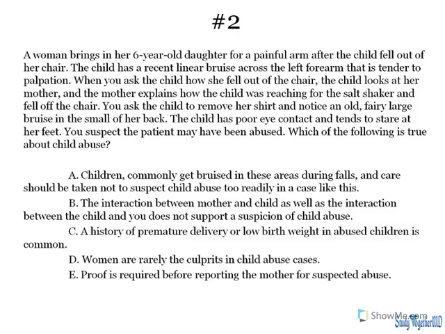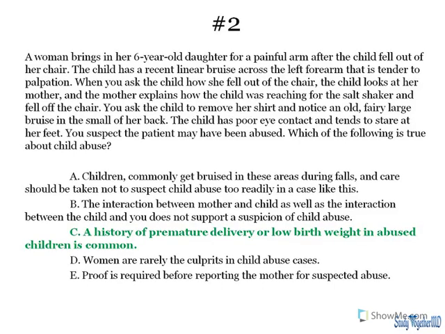Let's get to question number 2. What do we have here? We have a recent linear bruise across the left forearm because she fell off the chair. And there's another big bruise in the small of the back. And there's poor eye contact of the child. So actually, some of those may lead us to think of child abuse.